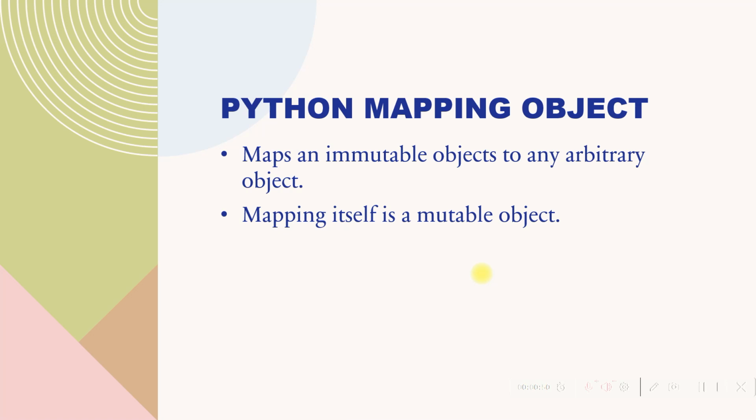The second thing about the mapping object is that it is a mutable object. So what does it mean? It simply means that we can modify the value of the mapping at any time. And what is the standard mapping type? It is the dictionary.